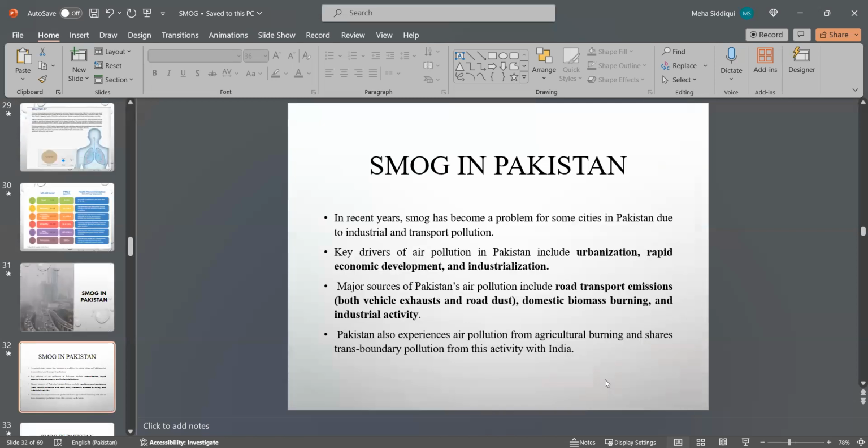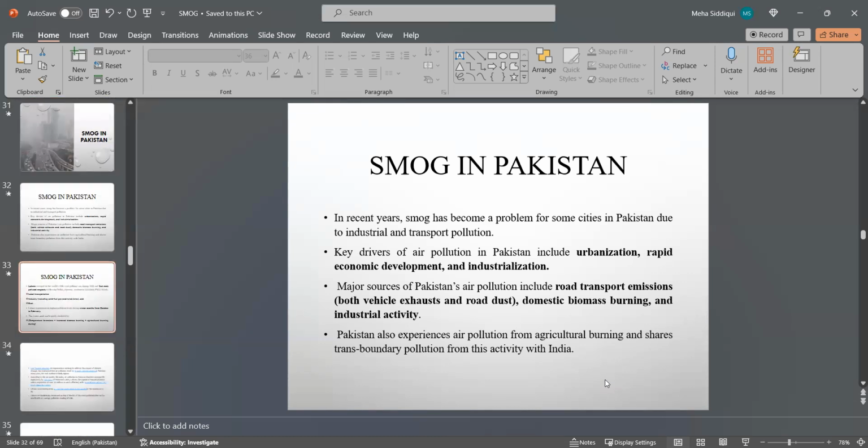Smog in Pakistan. In recent years, smog has become a problem for some cities in Pakistan due to industrial and transport pollution. Key drivers of air pollution in Pakistan include urbanization, rapid economic development, and industrialization. Major sources of Pakistan's air pollution include road transport emissions, both vehicle exhaust and road dust, domestic biomass burning, and industrial activity. Pakistan also experiences air pollution from agriculture burning and shares transboundary pollution from this activity with India.